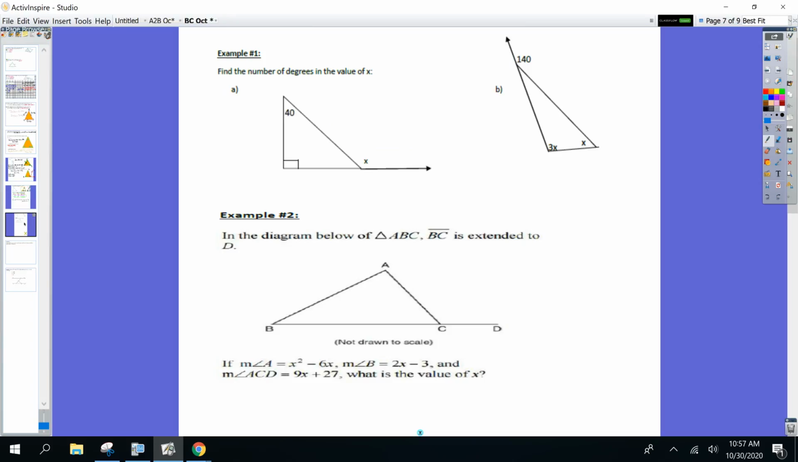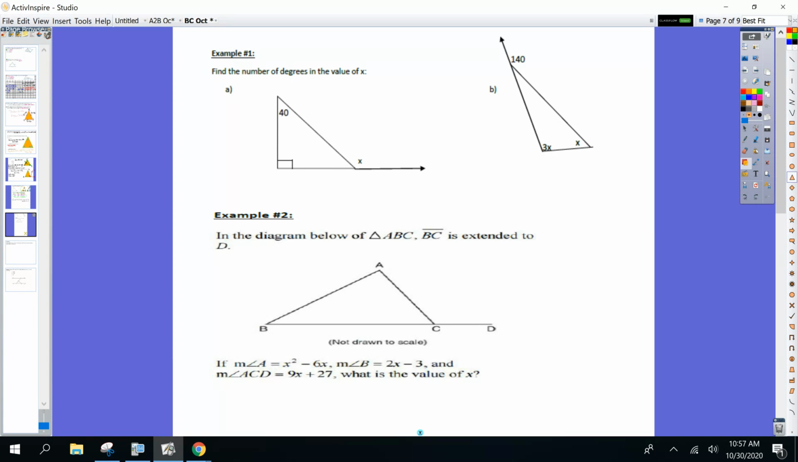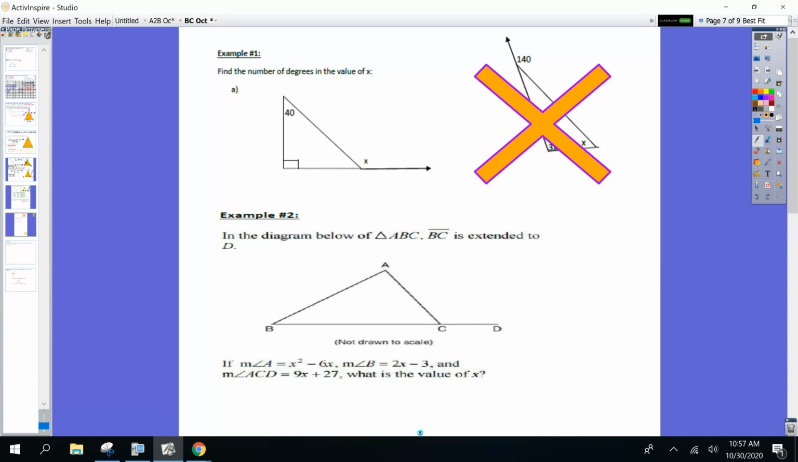Okay, here we go. I know you only have part A. I forgot to X out this one. You guys don't have that one in your packet anymore. All right, here you go. Find the number of degrees in X. Well, X, everyone, X is exterior. So it's got to be equal to the sum of its two remote interiors.